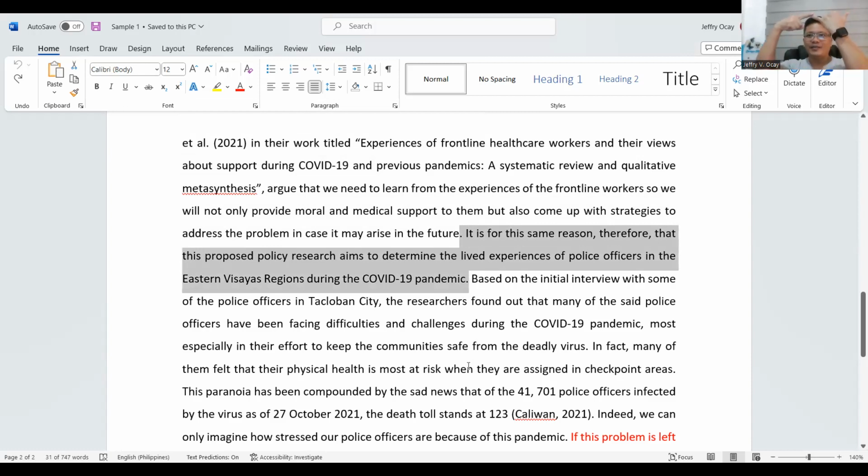Working title, research problem or research gap, research goal, and the thesis statements. And then the research goal or research aim reads: it is for this reason, therefore, that this proposed policy research aims to determine the lived experiences of police officers in the Eastern Visayas regions during the COVID-19 pandemic.